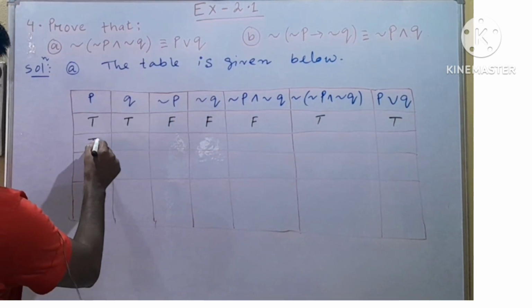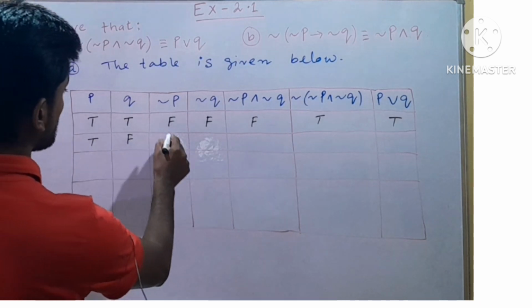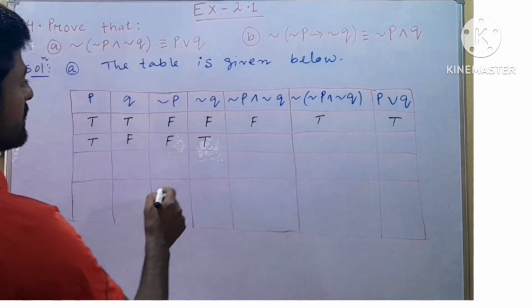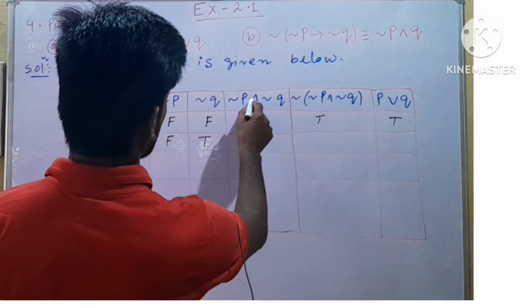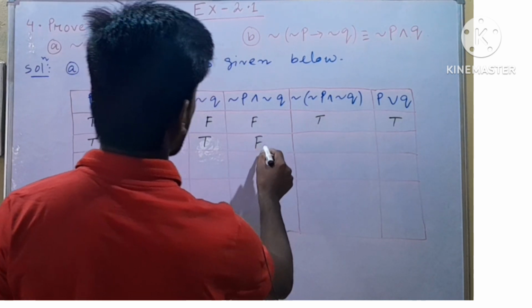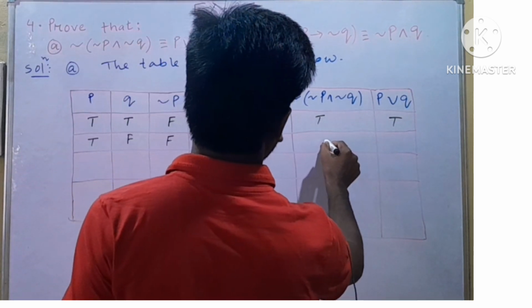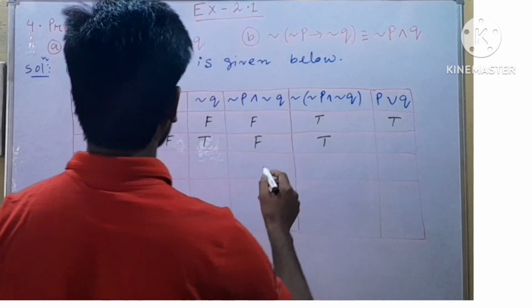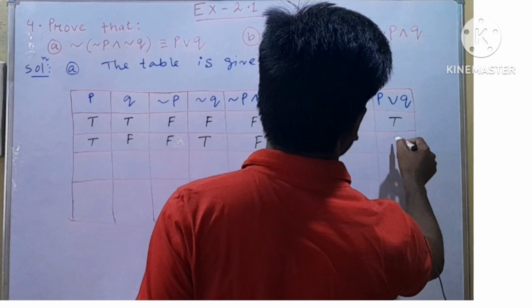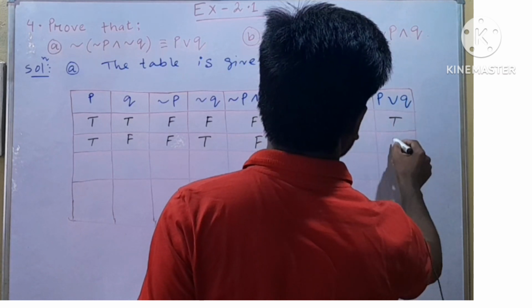Next we take P true, Q false. Then negation of P will be false and negation of Q will be true. Since negation of P is false and negation of Q is true, false conjunction true will be false. Negation of this one will be true. Since P is true, Q is false, true disjunction false will be true.